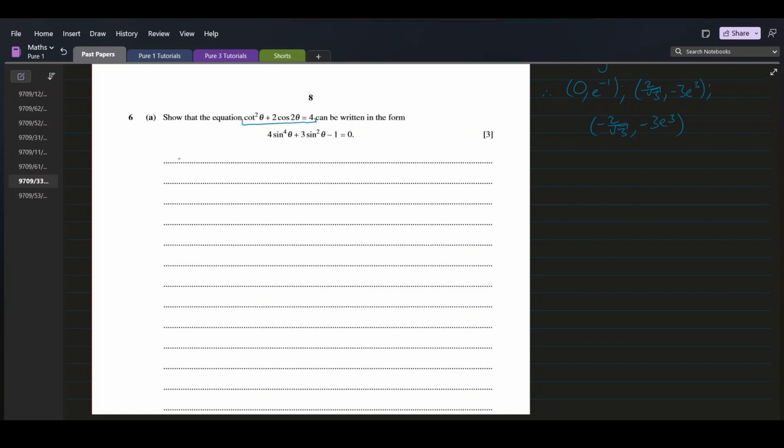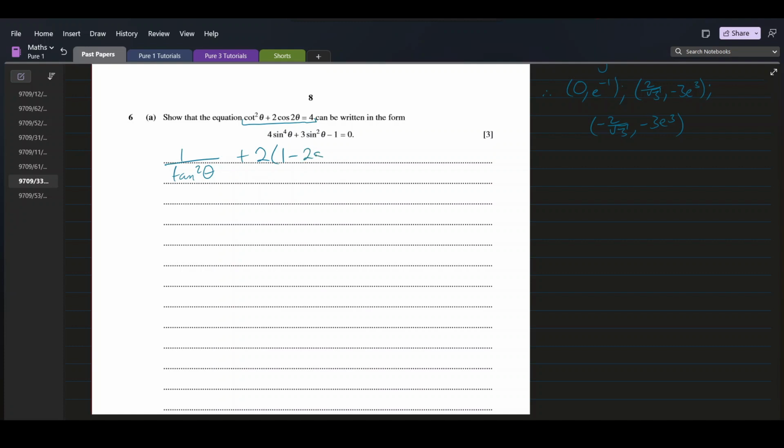Okay, so let's start by writing cos²θ in terms of tan²θ. So that would be 1 over tan²θ plus 2cos 2θ. Let's use the double angle formula for cos 2θ, the one that has sin²θ.